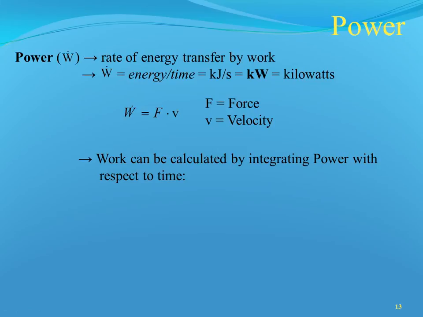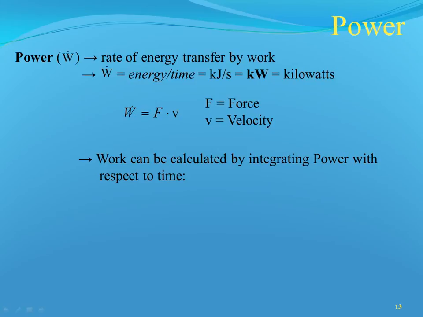Okay, so as we mentioned before, there's a difference between work and power, right? I think we've talked about this in some previous lectures, but power is equal to W dot, and that dot means it's a rate of change. So it's the rate of energy transfer by work. In this case, W dot is equal to energy over time. So it could be kilojoules per second. It also could be joules per second. But kilojoules per second come out to be kilowatts.